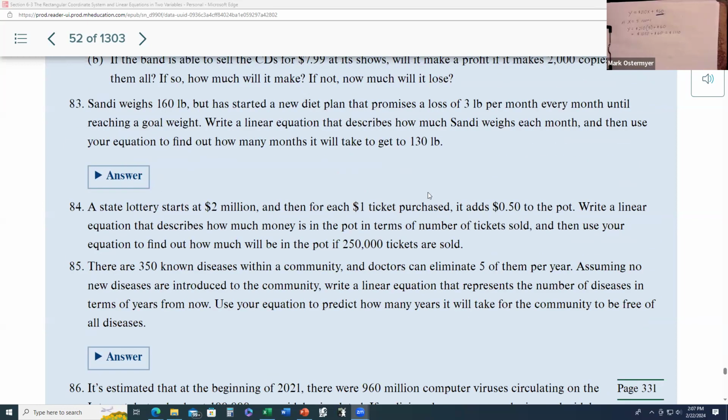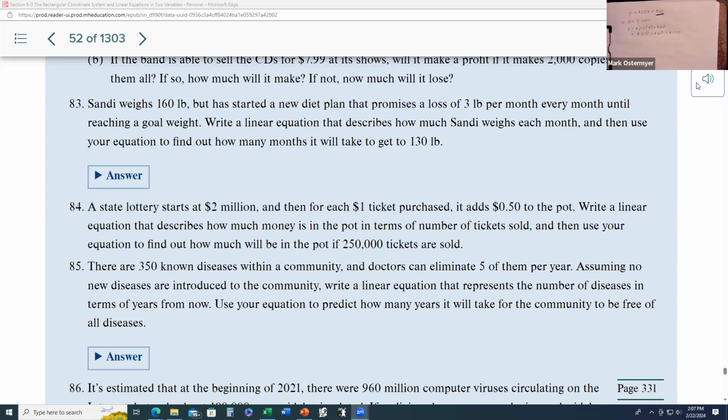It says Saudi weighs 160 pounds, but has started a new diet plan that promises a loss of 3 pounds per month, every month, until reaching a goal weight. Write a linear equation that describes how much Saudi weighs each month, and then use your equation to find how many months it will take to get to 130 pounds.